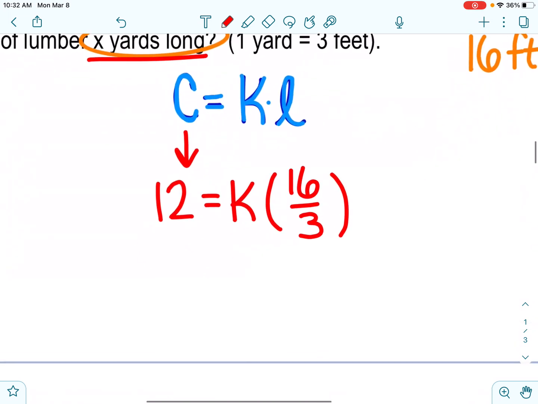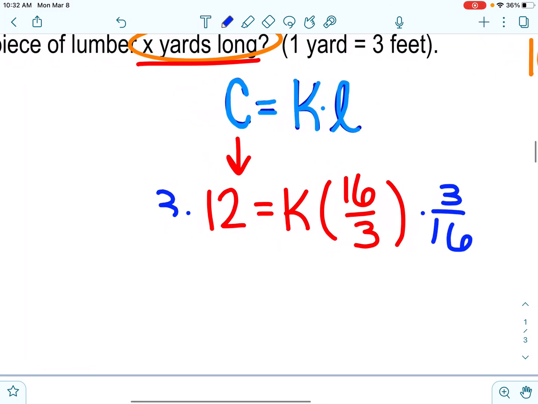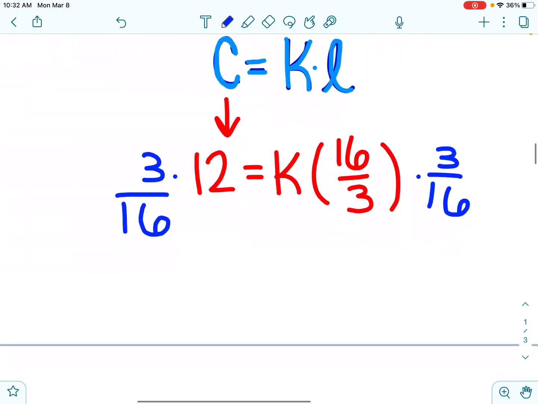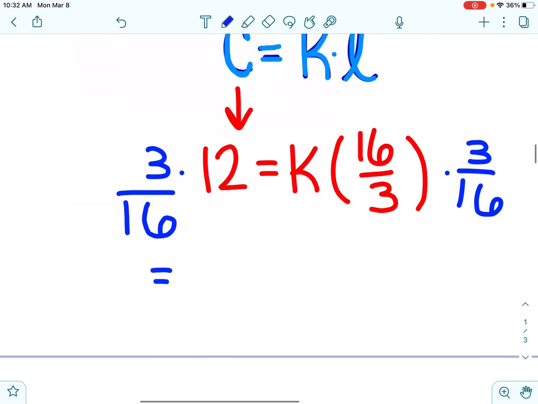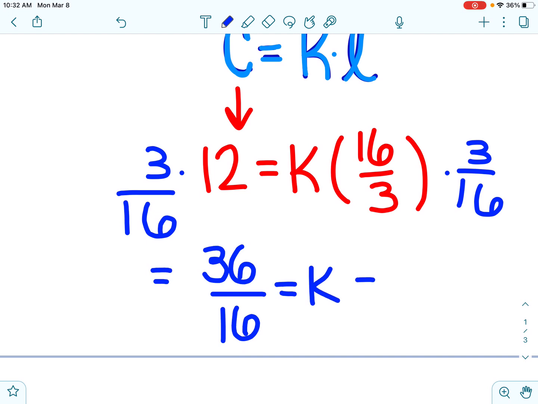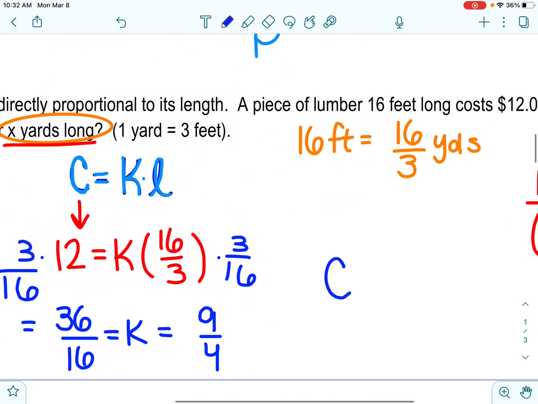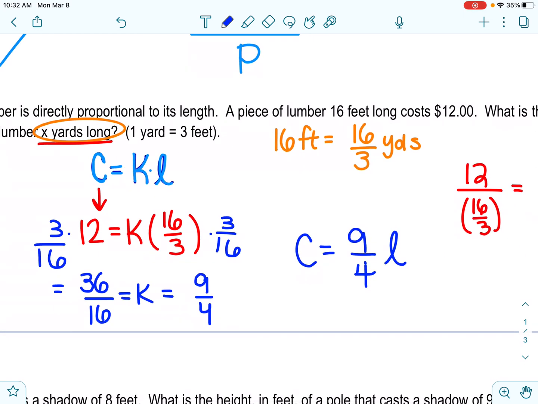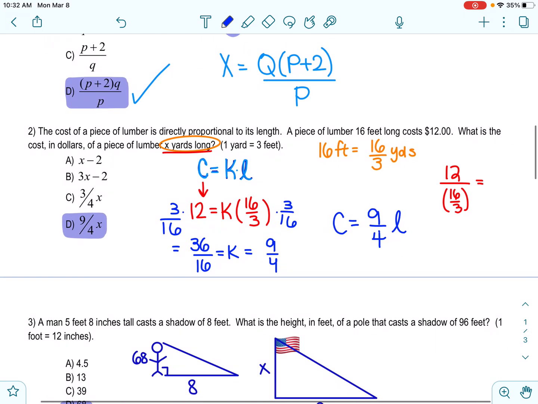So now I'm going to solve for K. To solve for K, I'm going to multiply both sides by the reciprocal of 16 over 3. So 36 over 16 equals K. Let's reduce that. Both of these are divisible by 4, so that's 9 over 4. So the cost is equal to 9 over 4 times the lumber in yards. So that is answer choice D.